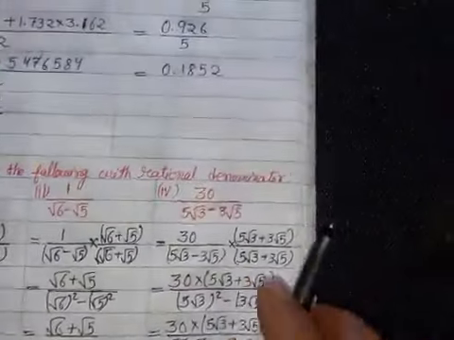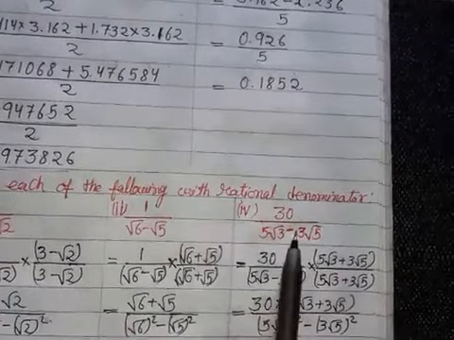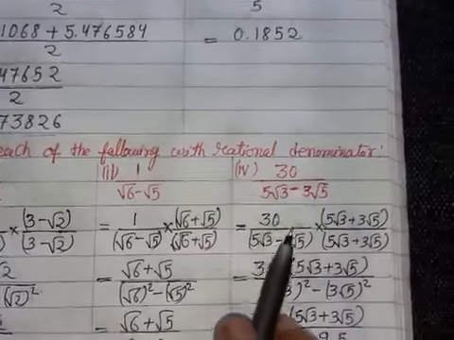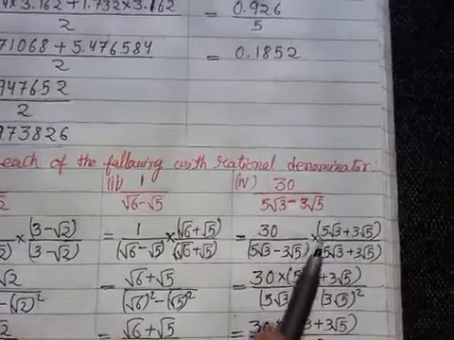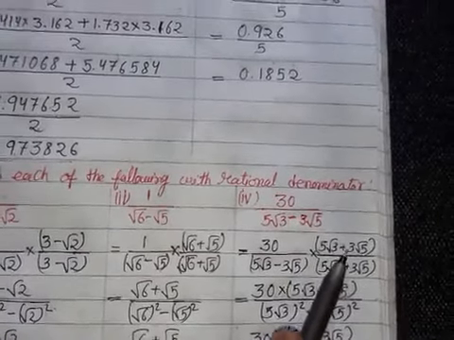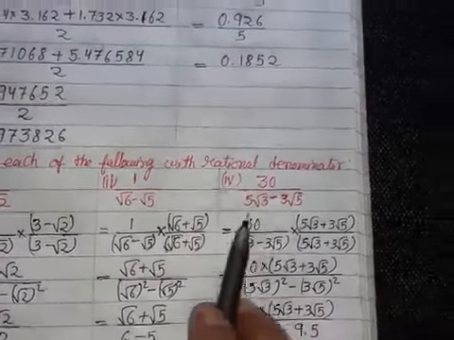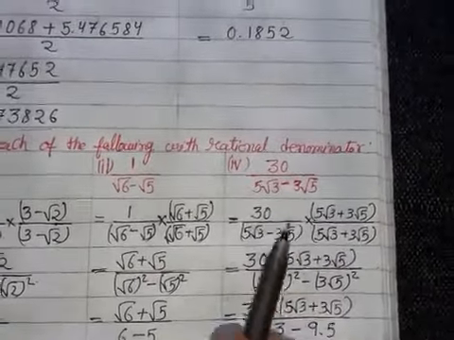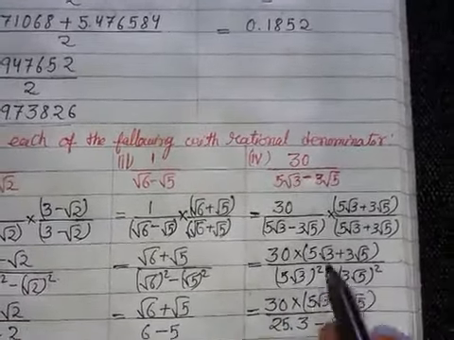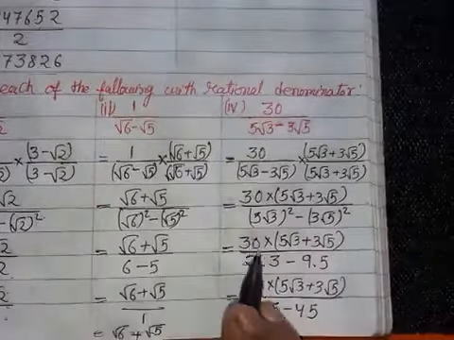Okay, now this is fourth question. 30 by 5 root 3 minus 3 into root 5. So here 5 root 3 minus 3 root 5 is given, so we multiply 5 root 3 plus 3 root 5 to both numerator and denominator. Here 30, so we write in this format.